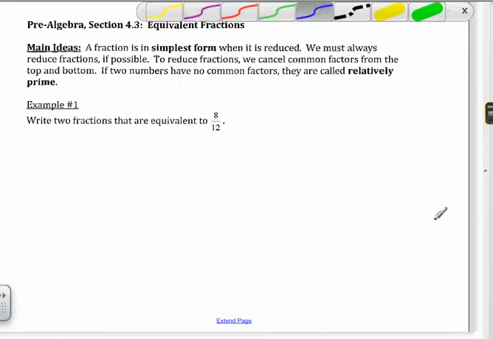All right, guys, here we go. Equivalent fractions. That's easy. Okay.